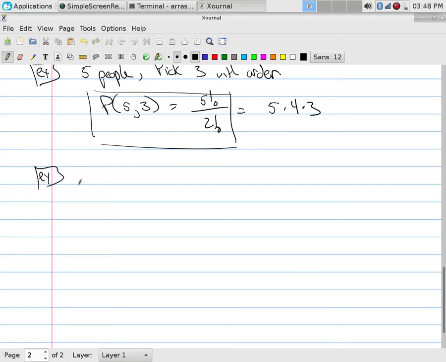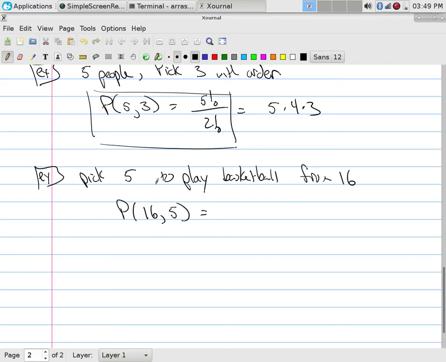If we have another example, let's say we pick 5 to play basketball from 16. From the 16 people, we're going to pick 5 to play basketball, so we're picking with order. Why do I know it's with order? I just said pick 5 to play basketball. Well, there are 5 positions: guard, shooting forward, power forward, center. Each of those is a very different position, and so this would be 16 factorial ways to arrange everybody, and then divide by 11 factorial. And I would personally rather have you leave it like this.